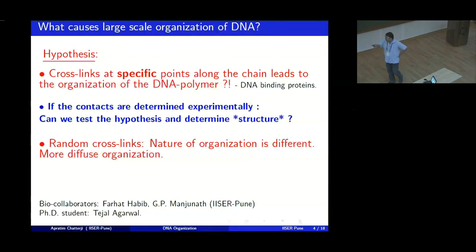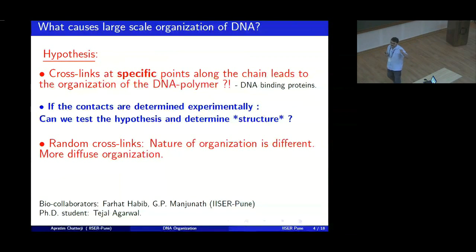What we hypothesized with Farhat Habib and GP Manjunath is, let's assume that there are a small number of crosslinks in the DNA polymer. Crosslinks at very specific points along the chain lead to organization of the DNA polymer. This is our hypothesis. How do we choose the very specific points? We have the contact maps, the biological information where certain segments are found preferentially close to other segments. We take those segments which are found with the highest probabilities or the highest frequencies, and cross-link them.